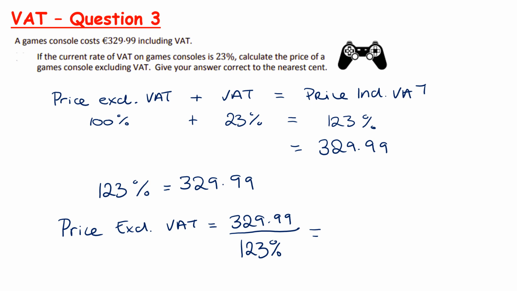So 329.99 divided by 1.23, and we give our answer to the nearest cent always because it's money. So 268.28455528. We cut it here. The next number is 4, so we'll leave that as just 2, 8.